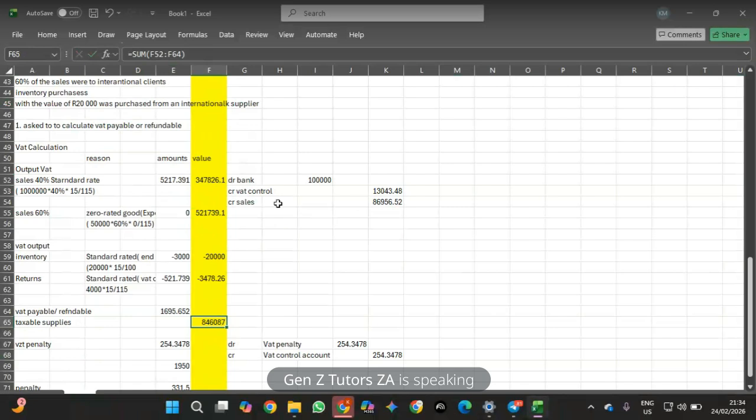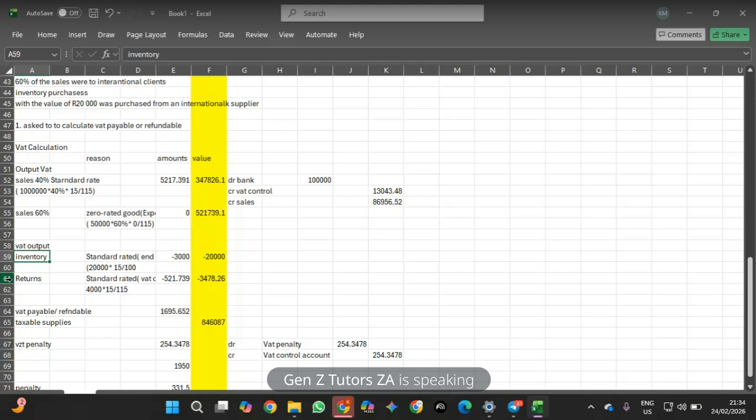So we've got your accounting transactions. For returns, it's just the opposite of this. Inventory, same thing. You just create your inventory, so your VAT will be on your debit side: you debit your inventory, debit your VAT control, and then credit your bank over here for this.